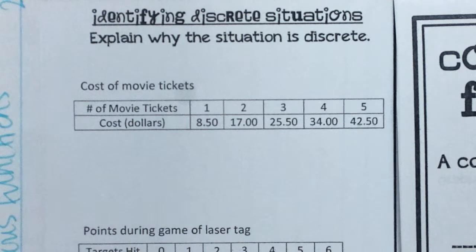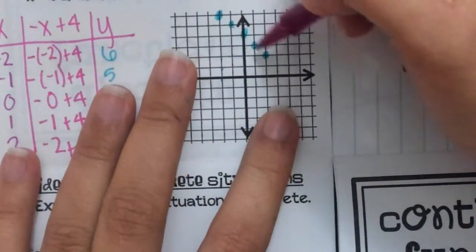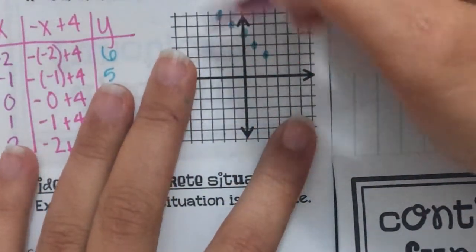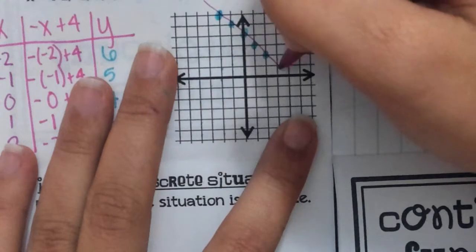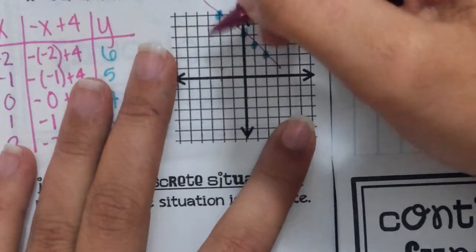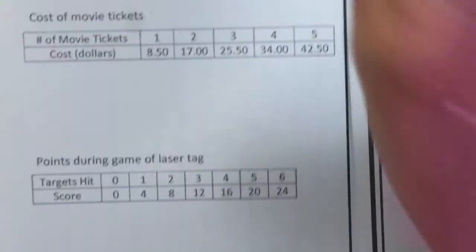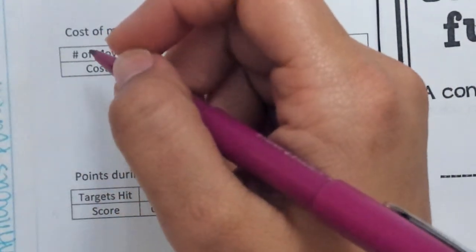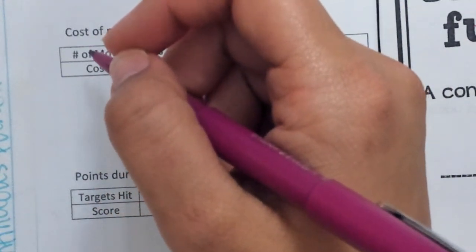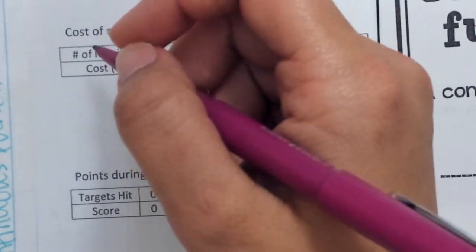If something's like half of a pie, you can't put half of a pie up there. You can't get half of a movie ticket, so you can't connect the dots. Because if you connected these dots, you would be plugging in every single number. But here, I can't have half a movie ticket. Take a point.